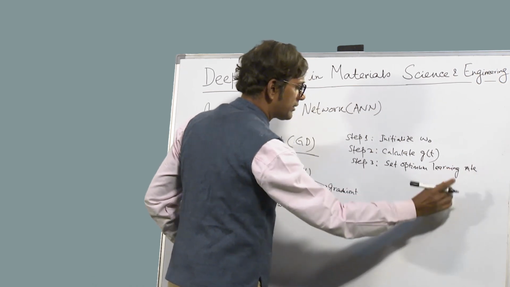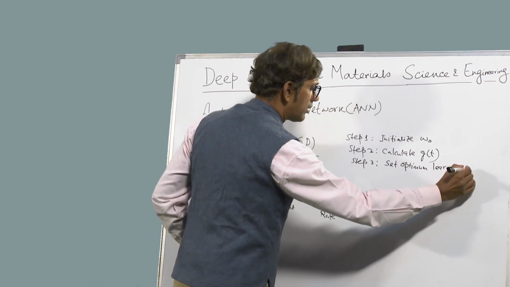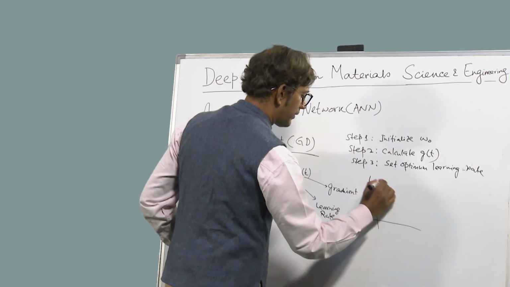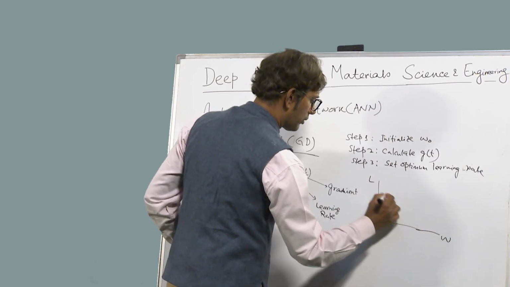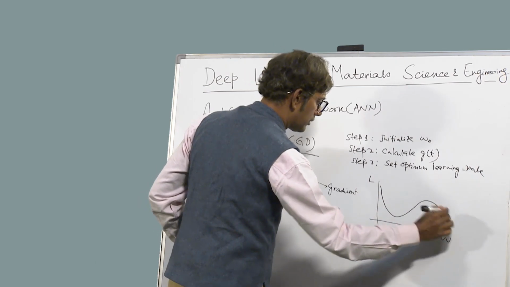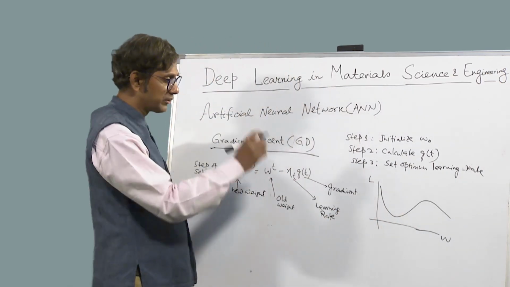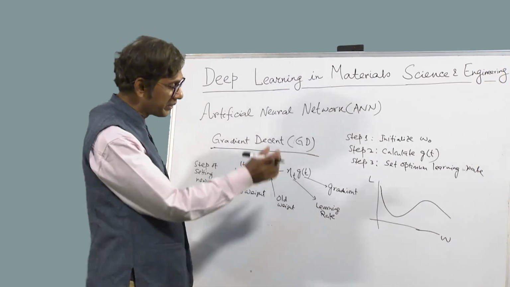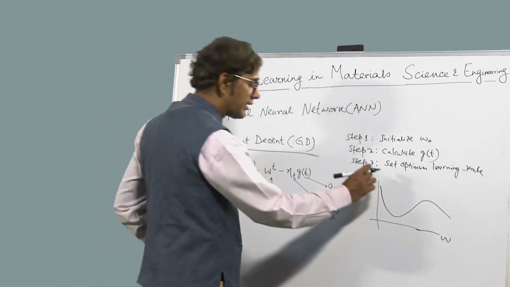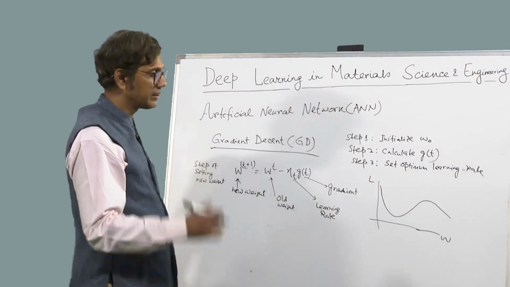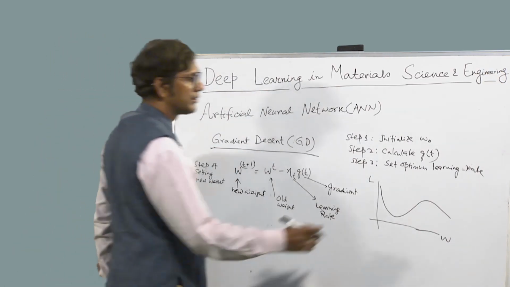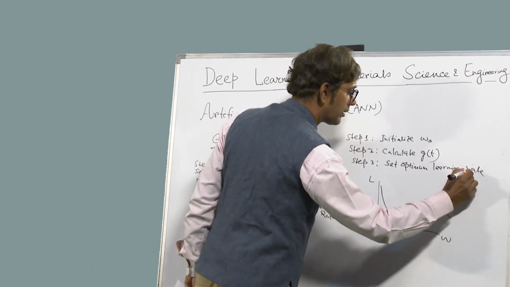You can find that out from your loss function versus W plot. If the slope is very steep, you have to use a small learning rate. If the slope is not very steep, or rather shallow, you can use a high learning rate. Am I clear? So, learning rate is very, very important.